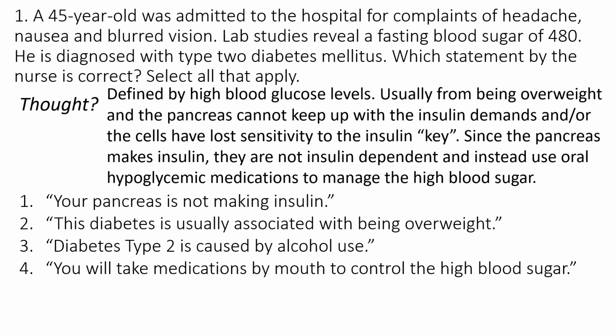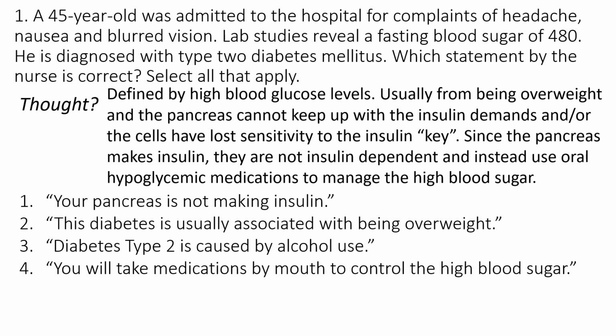The other possibility is that the cells have lost sensitivity, and I like to call insulin a key. Insulin is the key that opens the cells to allow the sugar from the bloodstream to get into the cells. And the key is just not working anymore. So that's another possibility. Either the pancreas has an issue or the cells have an issue, or both. And since the pancreas is still making some insulin, they are not insulin dependent and will use instead those PO medications to manage the high blood sugars.